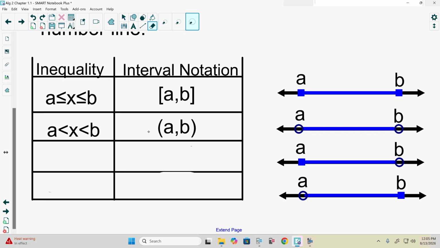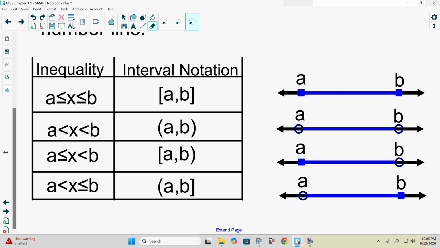So given two endpoints, they're either both going to be included, both not going to be included, or the other two cases are that one is included and one's not. A is less than or equal to X is less than B. Or A is less than X is less than or equal to B.